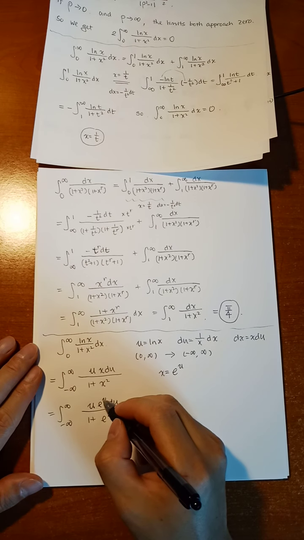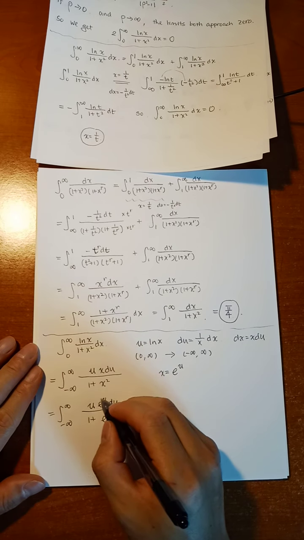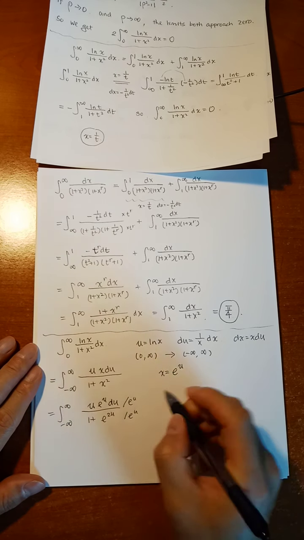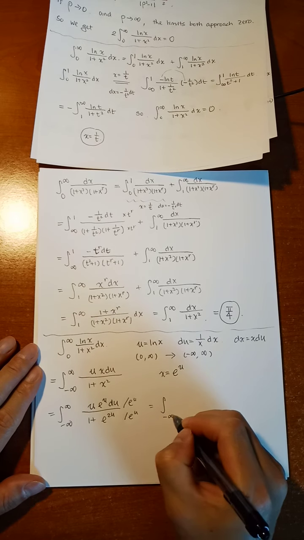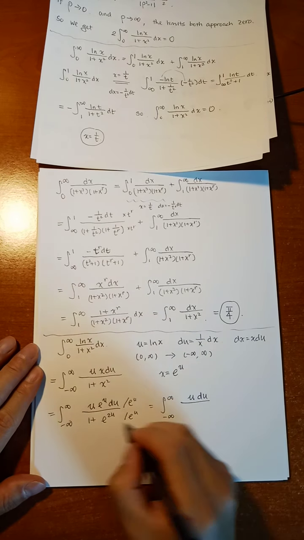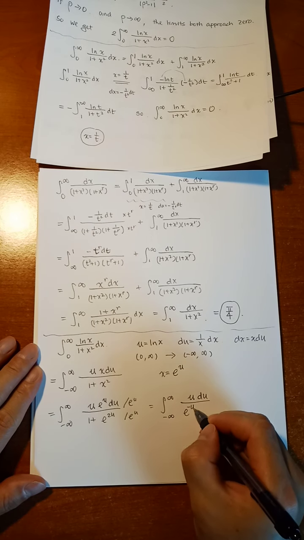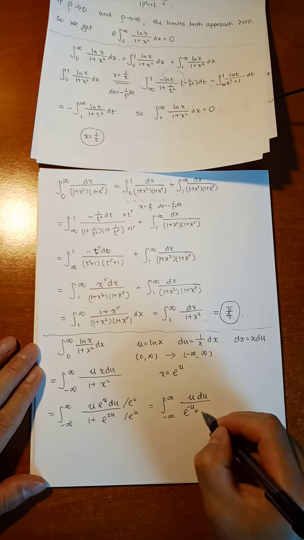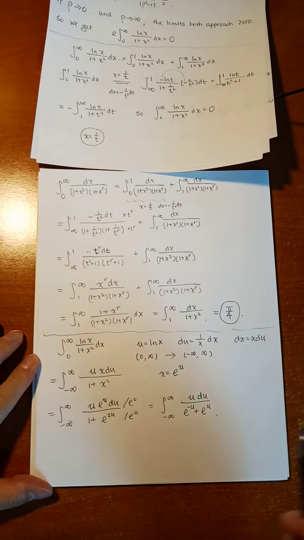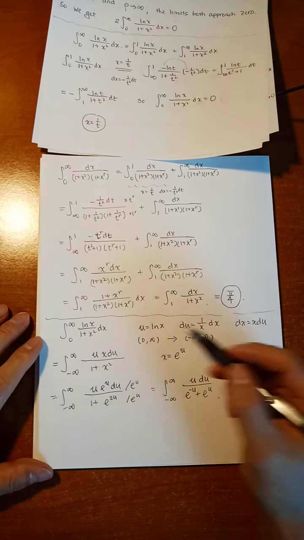And then we move this denominator down. We divide numerator and denominator by e to u. So we get the integral from negative infinity to positive infinity of u du, where 1 over e to u is e to negative u, and e to 2u over e to u is e to u. It's like this one. So we use substitution u equal to natural log of x.